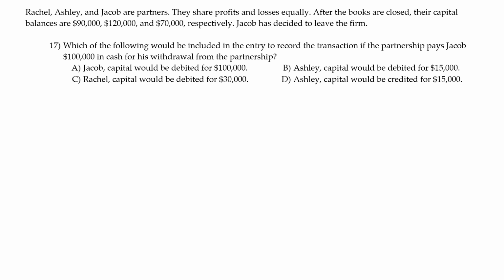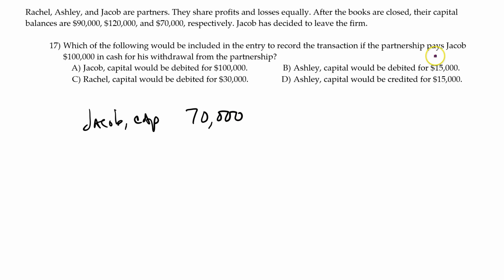So again, a way to do this is to kind of start with the journal entry. I think that makes the most sense. So these capital balances, right, are all credits. So Jacob has 70,000 credit to his capital account. If he's going to leave the partnership, we need to debit that and remove it from the books. So Jacob's capital needs to be debited for $70,000.